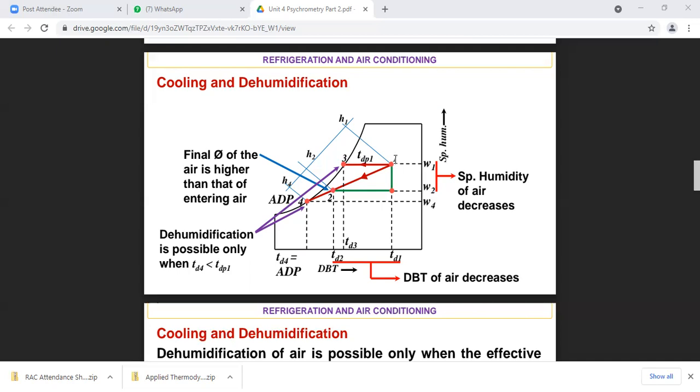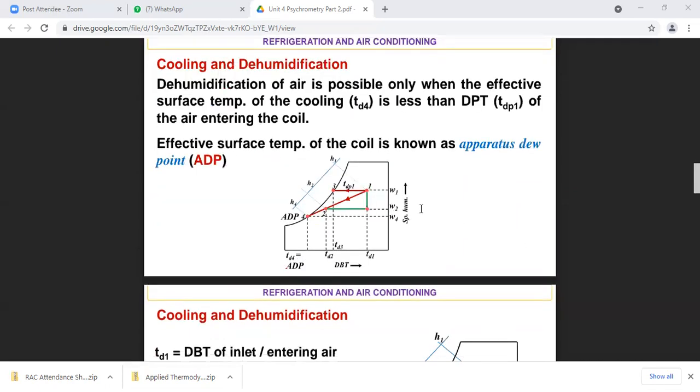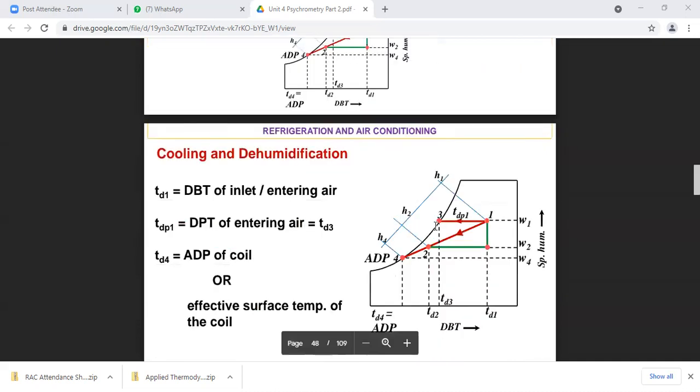So this gives you the bypass factors over here. This is the cooling with dehumidification process, and it is possible only when the effective surface temperature of the cooling coil is less than the dew point temperature of the air entering. The effective surface temperature of the coil is known as the apparatus dew point.